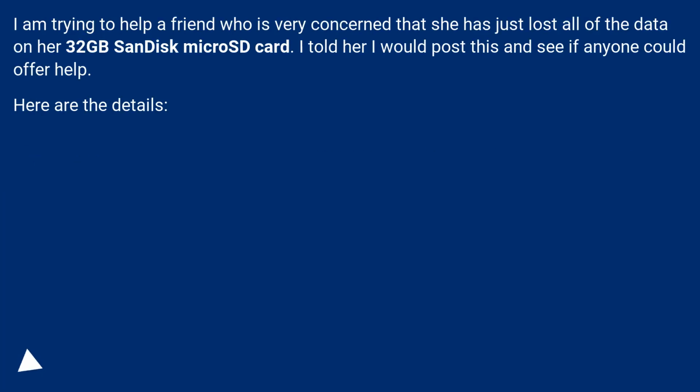Recover data from card that cannot be read. I am trying to help a friend who is very concerned that she has just lost all of the data on her 32 GB SanDisk microSD card. I told her I would post this and see if anyone could offer help. Here are the details.